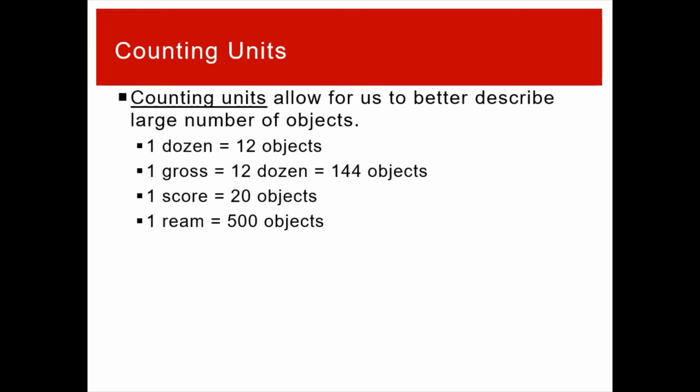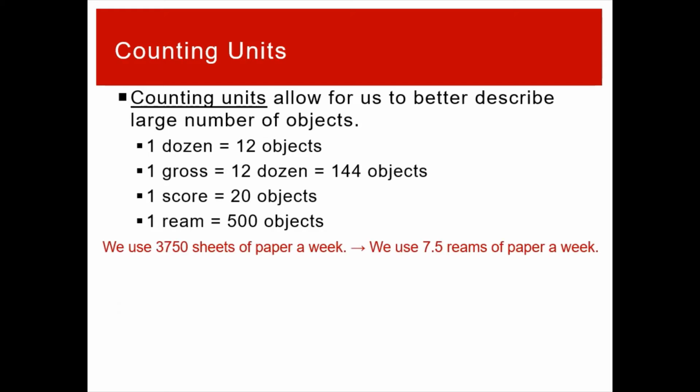We can use these counting units. For example, we use 3,750 sheets of paper a week. That feels like a lot, right? That's a high number, but each piece of paper is really small. But if we use a counting unit representation, 7.5 reams of paper a week, that lets you wrap your head around what size that is, how much physical space that takes up, what kind of cost you'd be dealing with, those sorts of ideas.